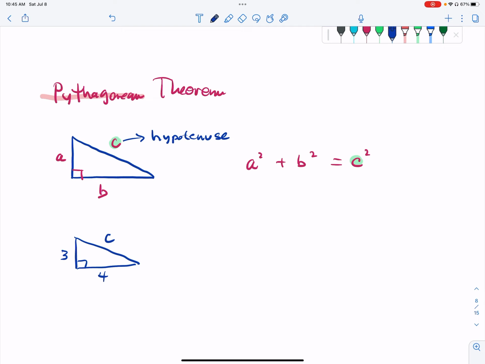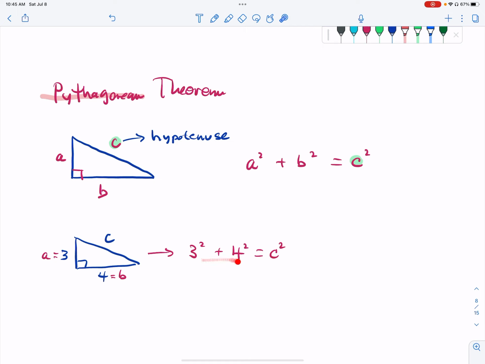All right, if I were to take this 3 and call it a, and the 4 b, those two don't matter, they're interchangeable. But what is not interchangeable is the hypotenuse. It has to be the number that's all by itself. Okay, so now where I put these numbers in here, I would have 3 squared plus 4 squared, and that should be equal to c squared.